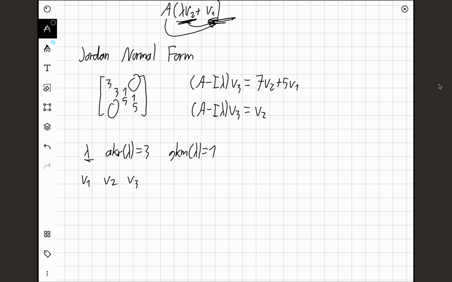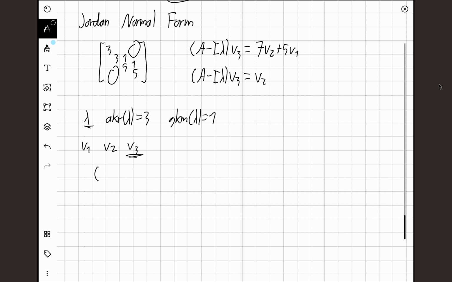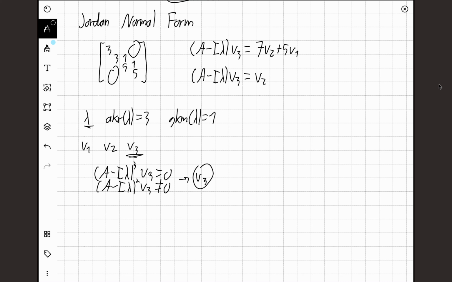Now, first of all, how do we find v3? We can find v1 simply, we already know how to find it with our old processes. So we can find v3 by saying A minus I lambda cubed v3 equals 0, and then we can also say A minus I lambda squared v3 does not equal 0. With these sets of equations, it's usually enough that we can actually find our specific Jordan normal form generalized eigenvector. And then we can say that A minus I lambda v3 equals v2, and we can find the lower rank generalized eigenvector.